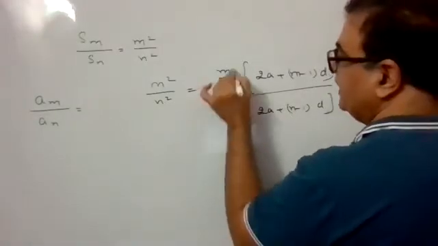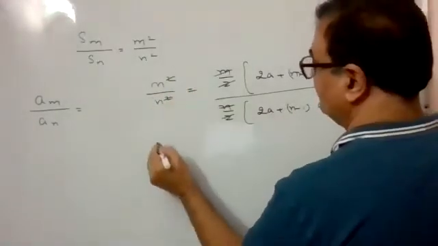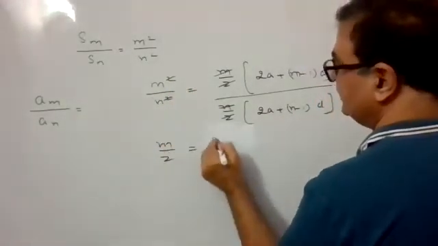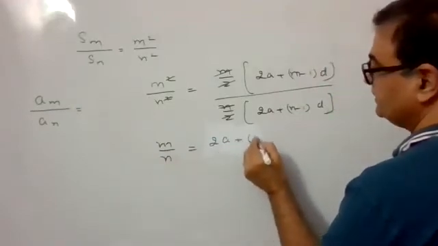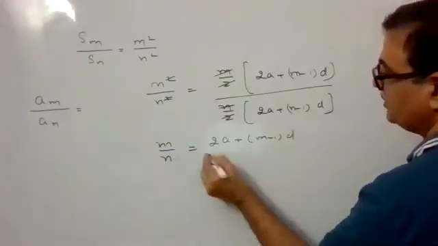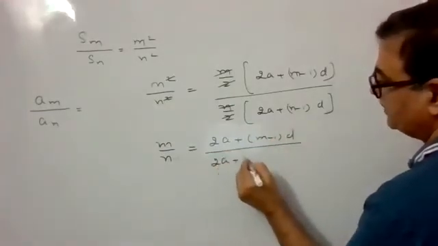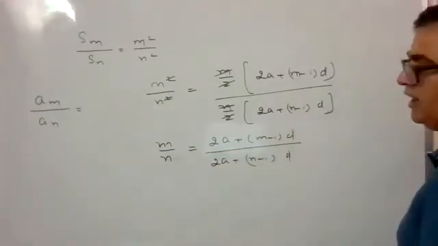This 2 gets canceled out, M cancels out, N cancels out. Now I got it, M by 2 is M by N, sorry. This has come out to be 2A plus M minus 1 into D by 2A plus N minus 1 into D.